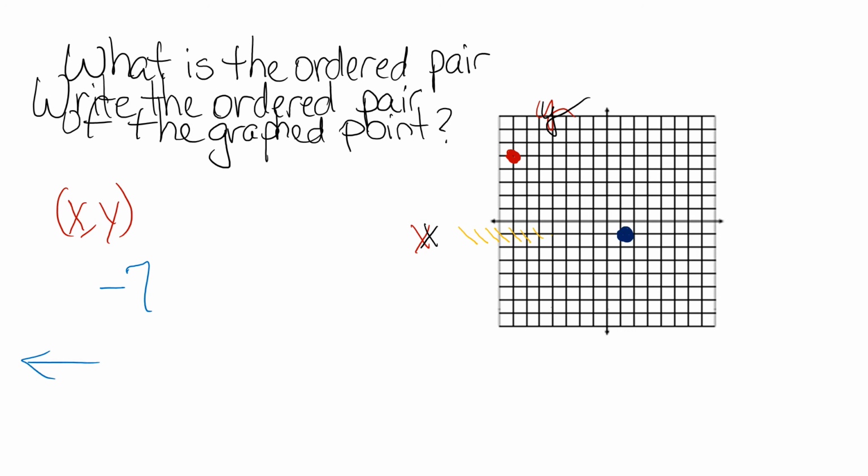Then I've got to rise or go vertically. So there's 1, 2, 3, 4, 5. And since I went up, that is a +5.